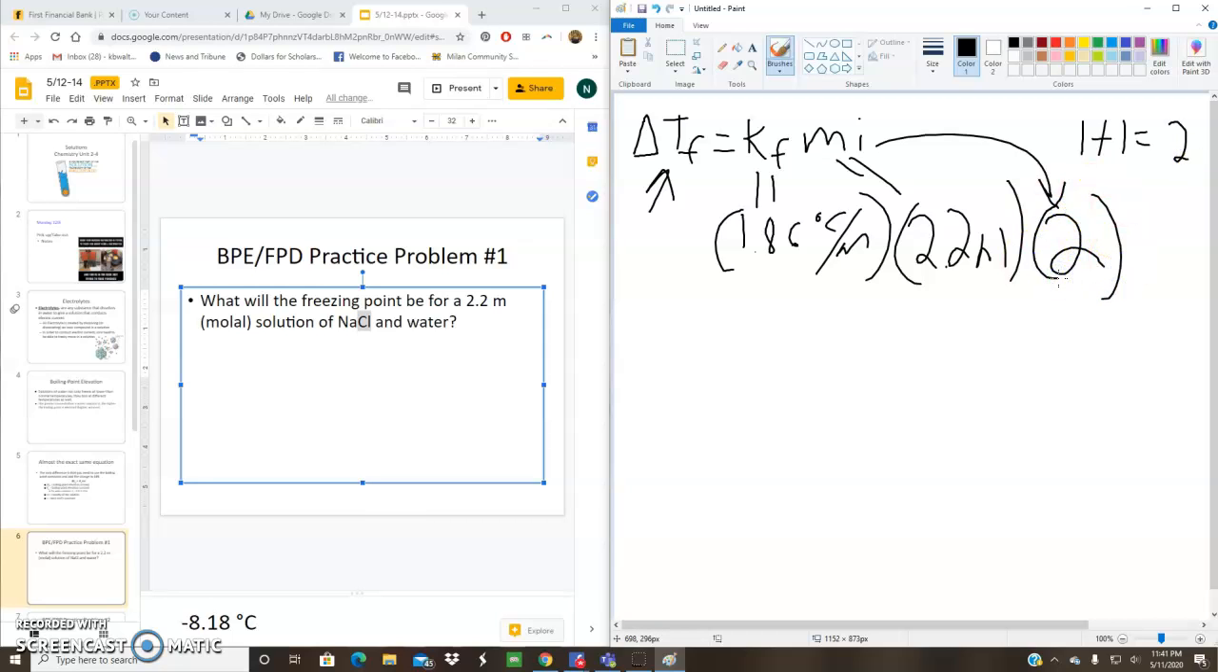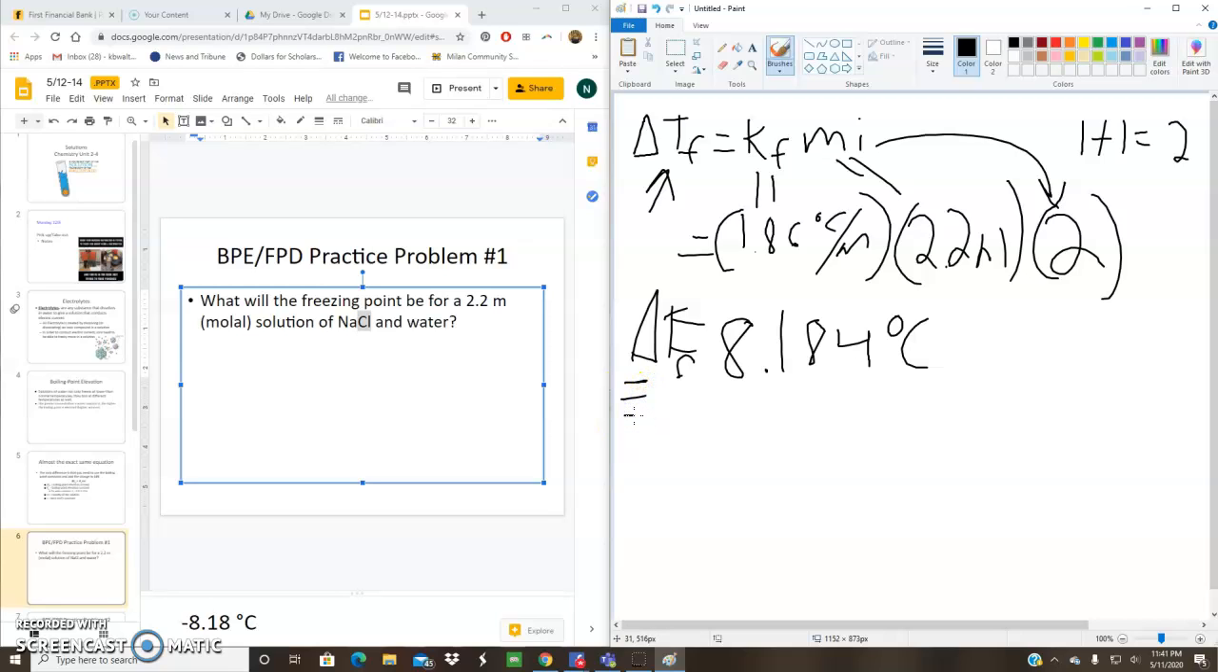So we have 1.86 times 2.2 times 2. Then all you gotta do is put that into your calculator, and you will get 8.184 degrees Celsius. Now, important point to make, and I may not have made this abundantly clear last week, this is the change. That's what that delta means. It's the change in the freezing point.